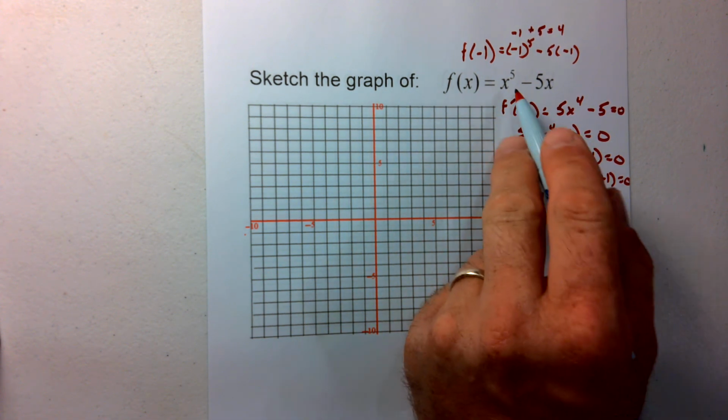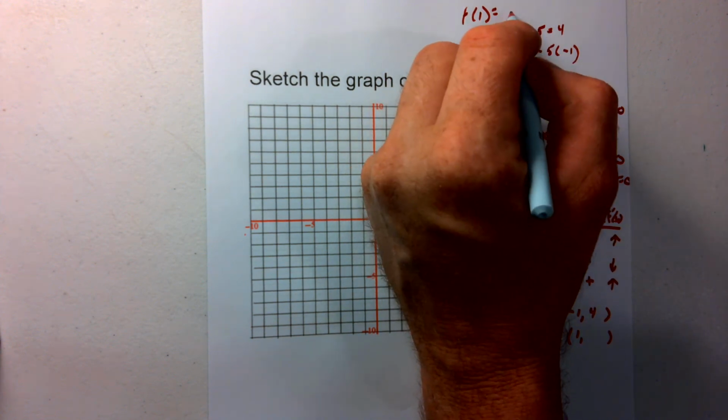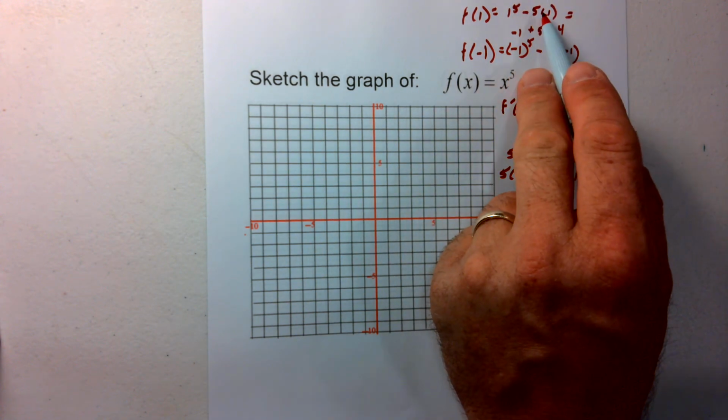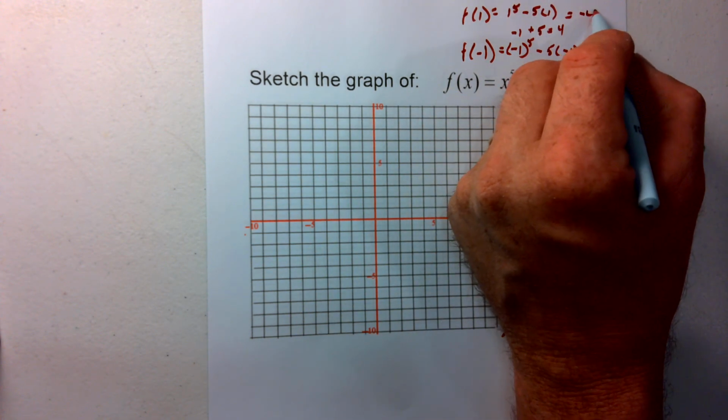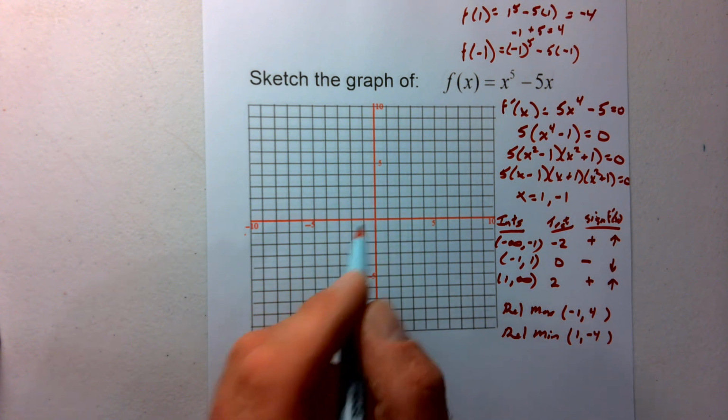And if I plug in 1, f of 1, I get 1 to the fifth minus 5 times 1. So 1 to the fifth gives me 1, minus 5 gives me negative 4. So I have a relative max and I have a relative min. And since we've got this information, these points, we can go ahead and start graphing.